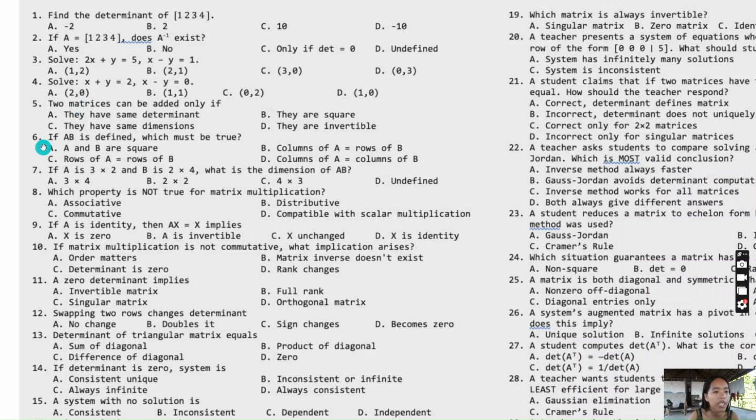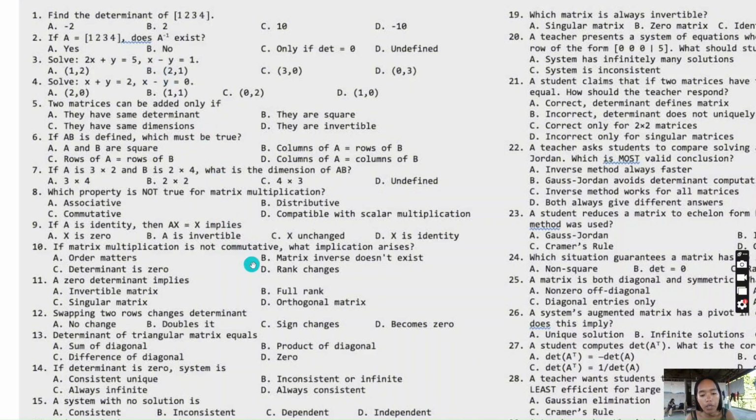Number 3, the question is: solve 2x plus y is equal to 5 and x minus y is equal to 1. The correct answer is letter B, which is 2, 1. Now let us solve it clearly. We are given two equations: 2x plus y is equal to 5 and x minus y is equal to 1. Let us solve the second equation first. Our second equation is x minus y.